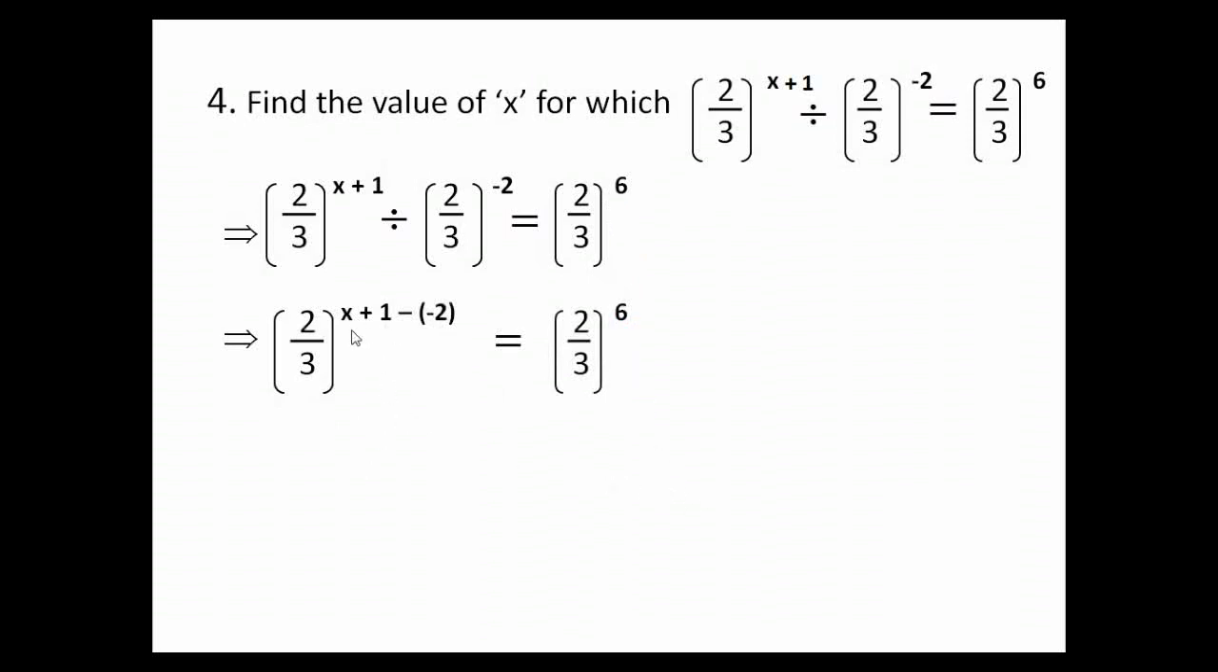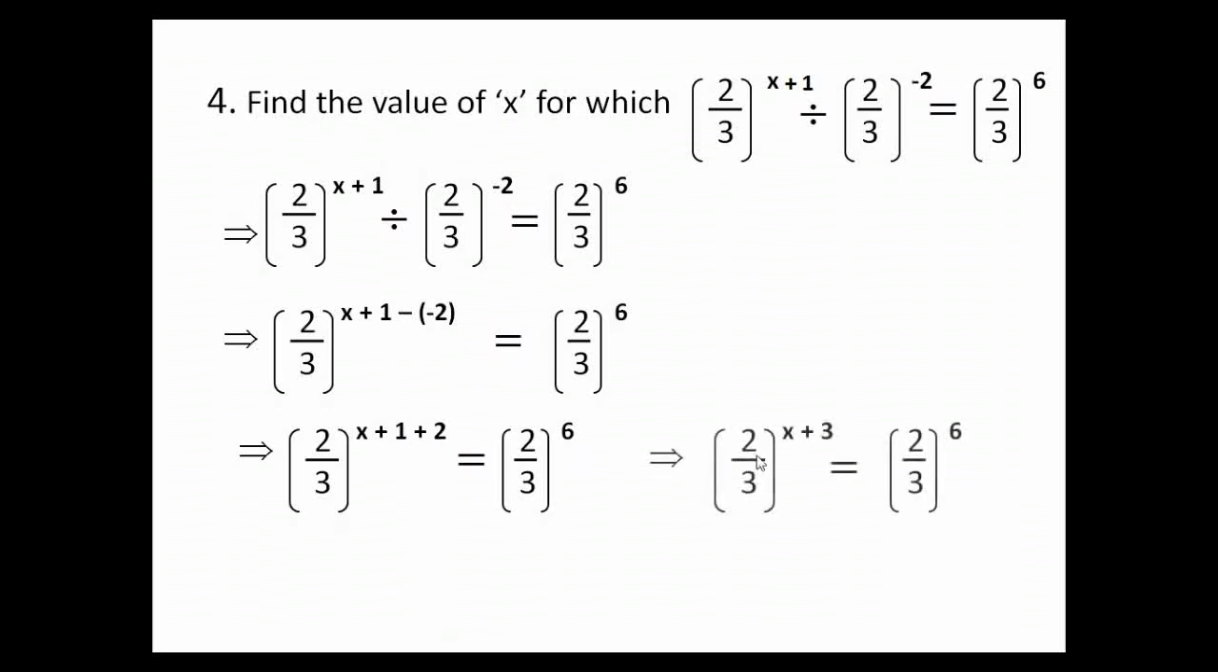After this, x+1 minus negative 2 will become x+1+2, since negative times negative 2 will become positive 2. So now x+1+2, we can add the constants 1+2, that will give you x+3. Now if you observe, the base on this side of the equation and this side are the same.